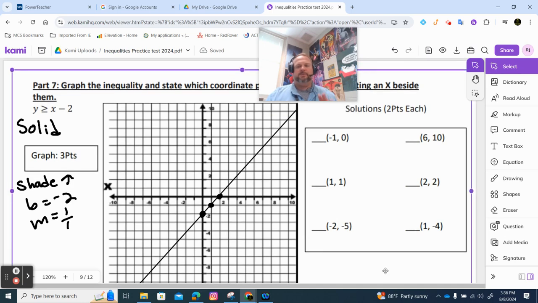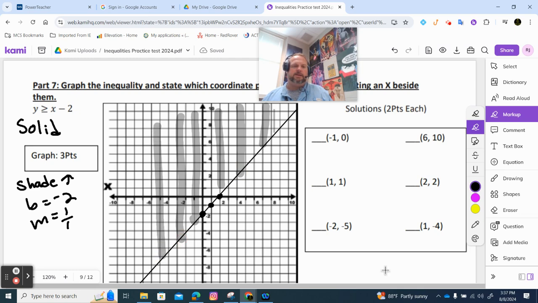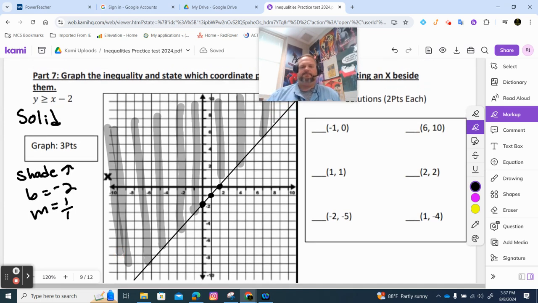Now I need to shade. I'm going to shade up. I'm going to lightly shade. Okay, I need to use this. Lightly shade. So all that right there will get me 3 points.